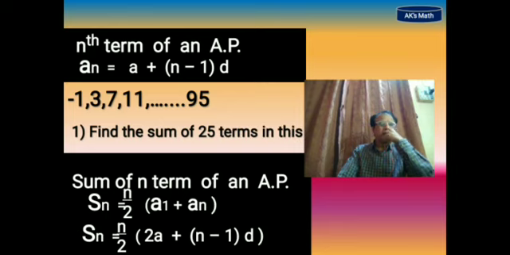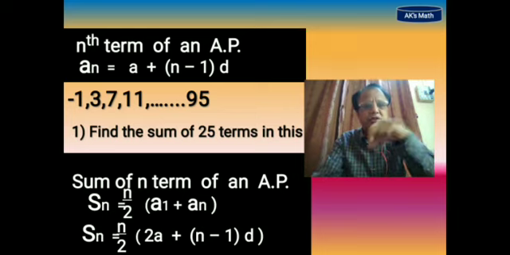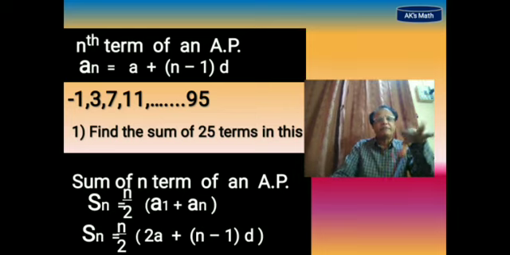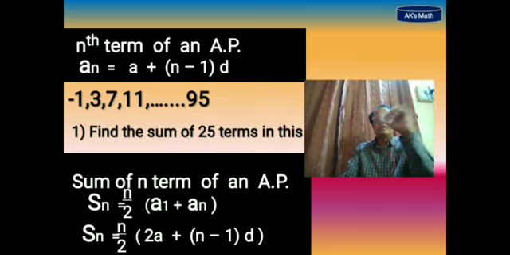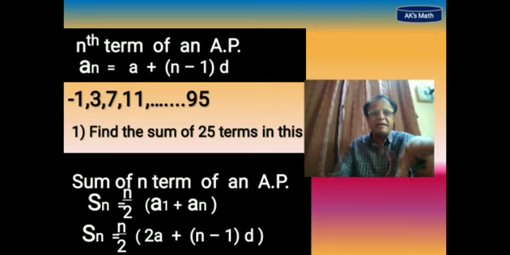So what we have to do now, I know that 95 is at the 25th position in the given AP. That's why I asked for 25 terms. Find the sum of 25 terms. We can find which position 95 is at by using the previous formula. So now remember that 95 is at the 25th position.